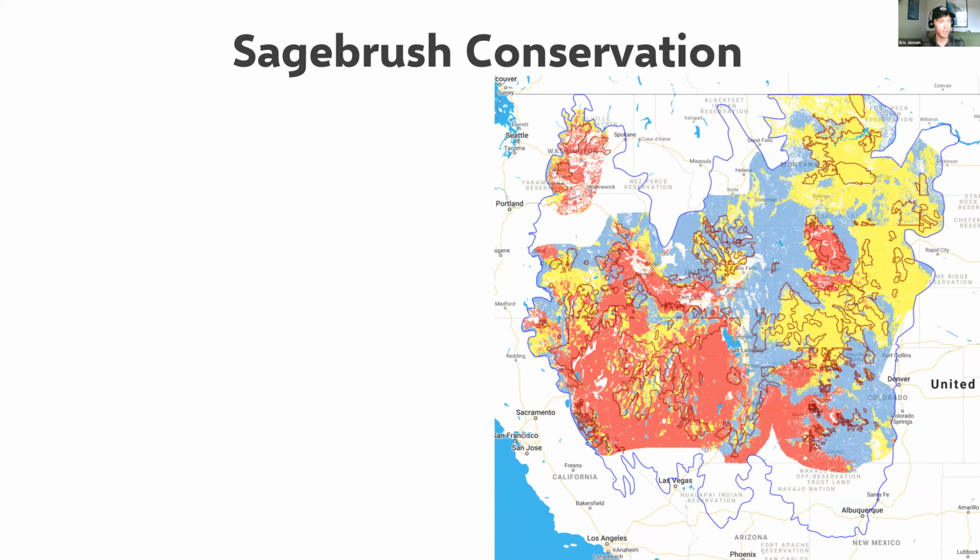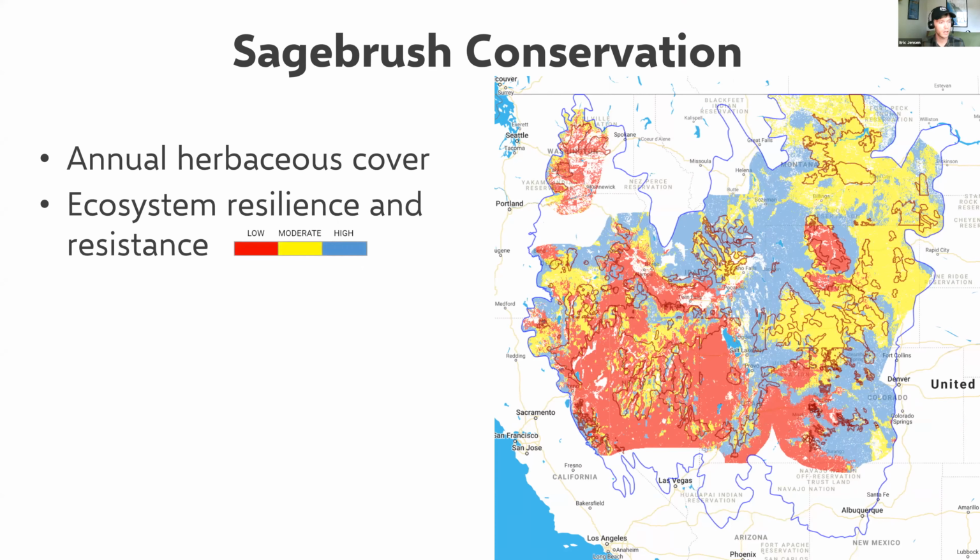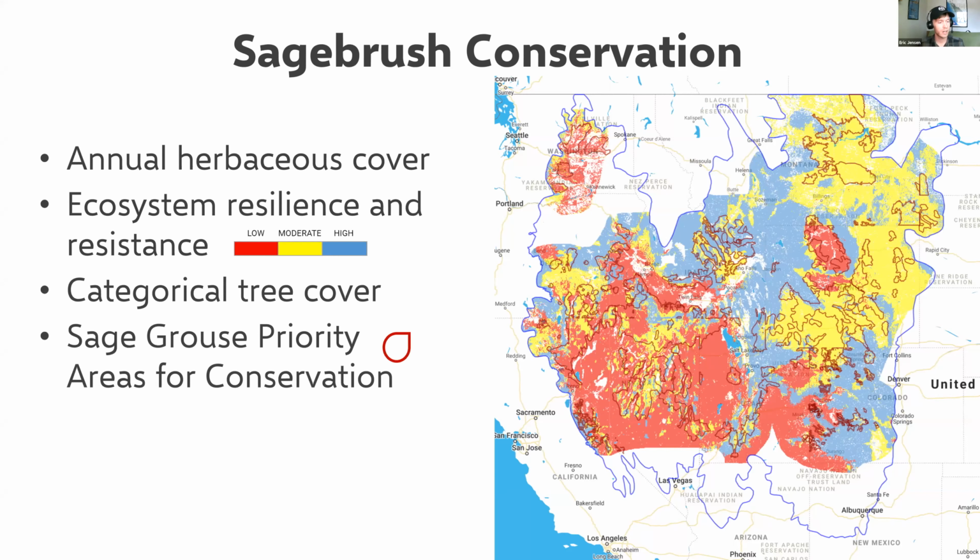And so some of the layers we have available are an annual herbaceous cover layer, which I'll talk about a little bit later in a little bit more detail. This map of ecosystem resilience and resistance, categorical tree cover, sage grouse priority areas, which you can see in the red outlines on the screen here, and sagebrush biome extent.